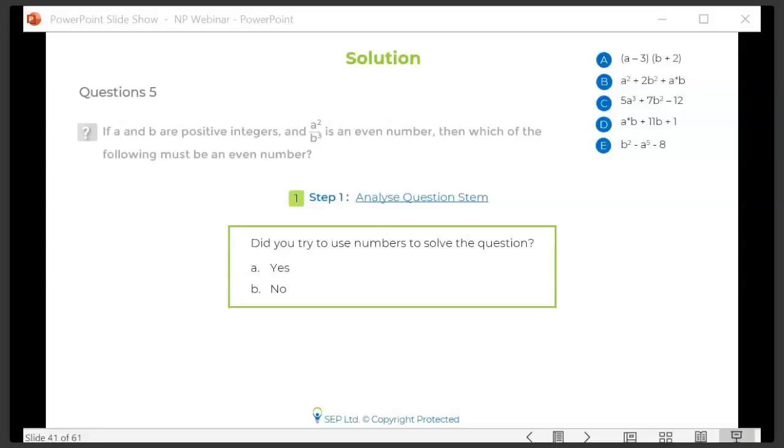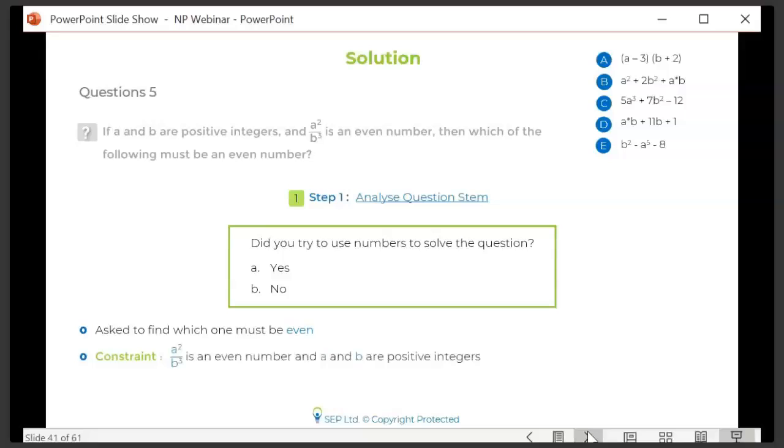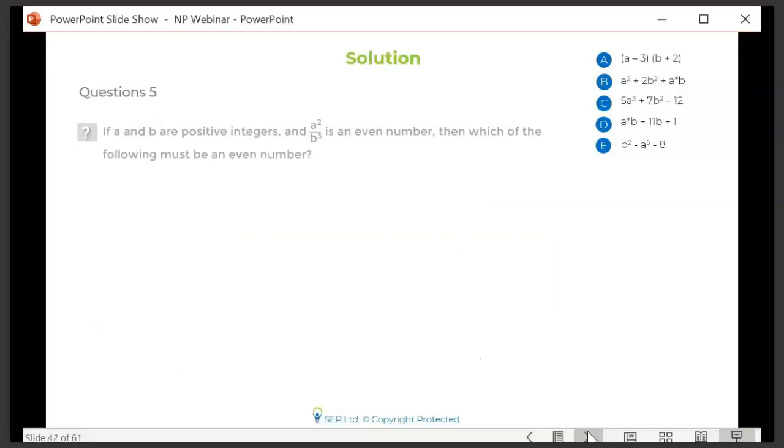Okay, let's discuss this very quickly, and I'll help you understand what you need to do. Now, notice that even in this question, you're asked which of the following must be an even number. So even this is a must-be-true kind of question, which means that you can solve the question using values based on the constraint that is given, right? And what is the constraint that is given here? It is given to us that a square by b cube is an even number and a and b are positive integers, right? Okay. Now, let's do some analysis here.